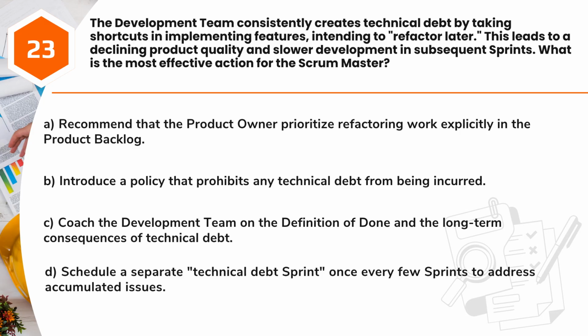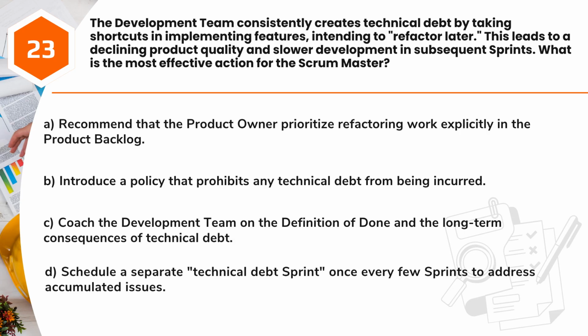Question 23. The development team consistently creates technical debt by taking shortcuts in implementing features, intending to refactor later. This leads to a declining product quality and slower development in subsequent sprints. What is the most effective action for the Scrum Master?